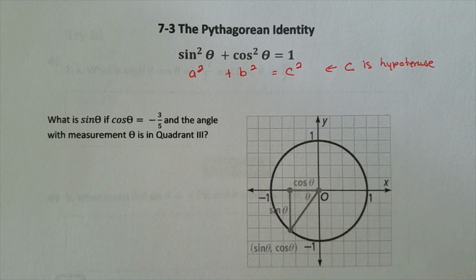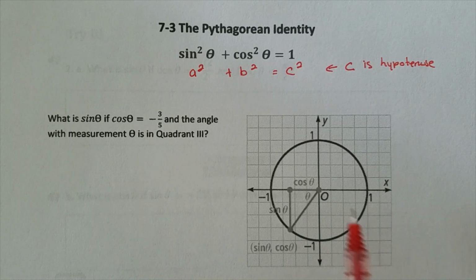Now here's our problem. What is sine of theta if cosine of theta equals -3/5 and the angle with measurement theta is in quadrant 3? On your problems that you're doing, I highly recommend sketch them out. It makes things a little bit easier.